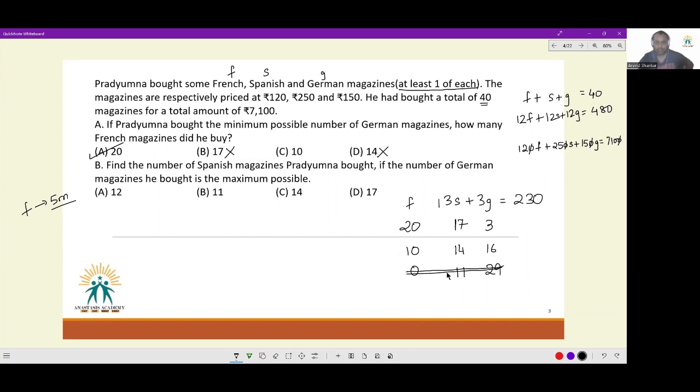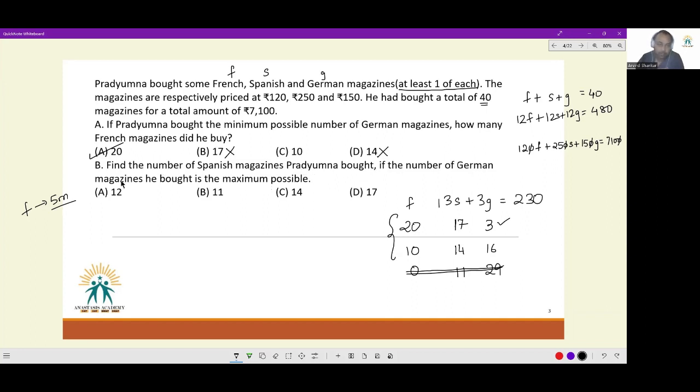And if this is an unacceptable case, no case after this is going to be acceptable. So these are the only two cases possible. So when we are told if Pradhiman bought the minimum possible number of German magazines, this case is being referenced. How many French magazines did he buy? 20.